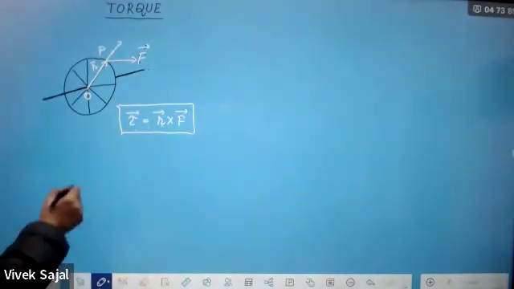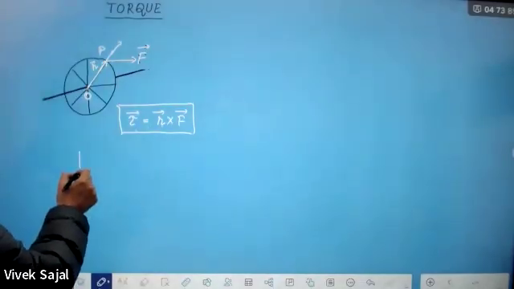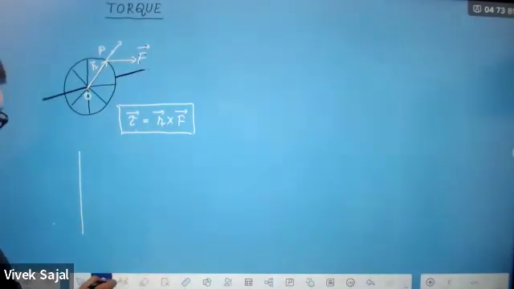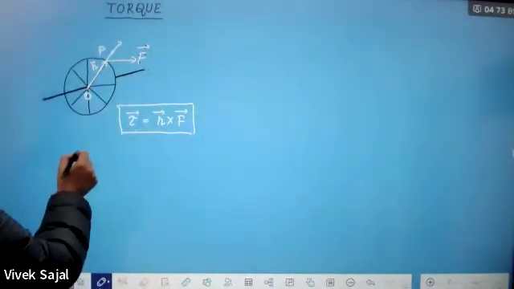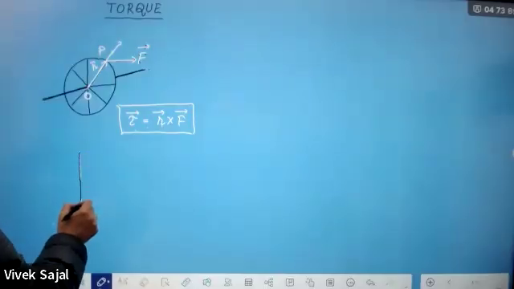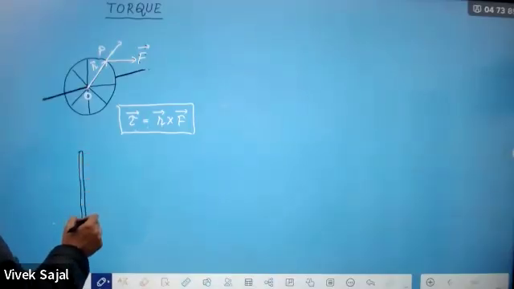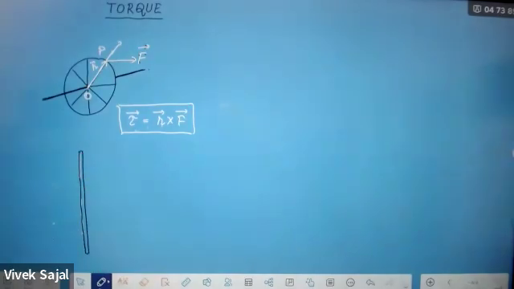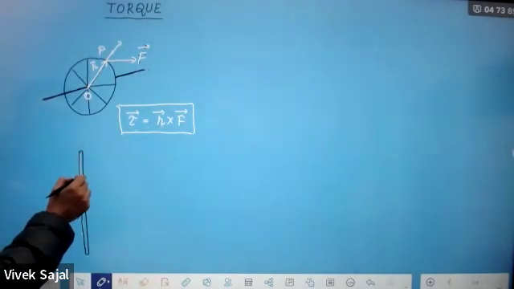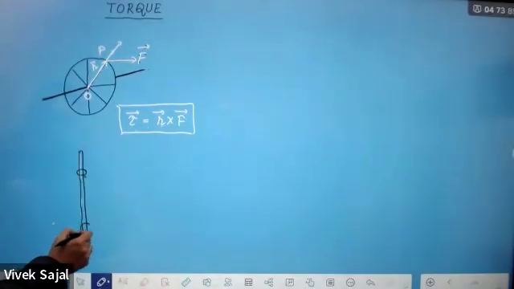Now second, suppose you are having a hinged body like doors or something. For example, suppose you are having a hinged body like this, about which your door is going to rotate. So door is going to rotate about this. So door will be something like this.